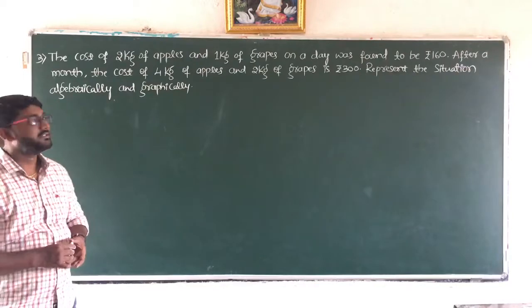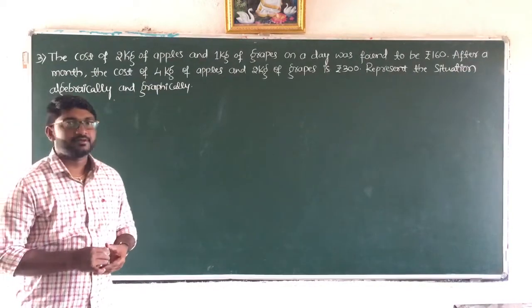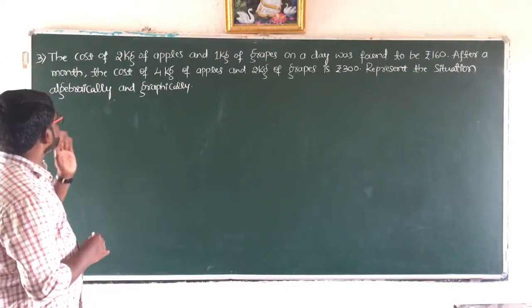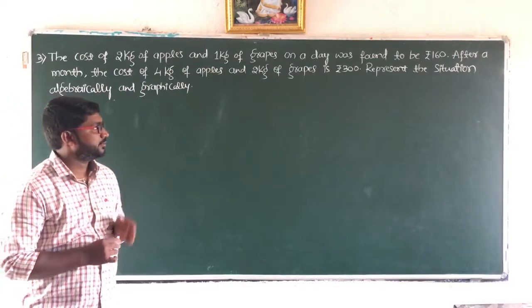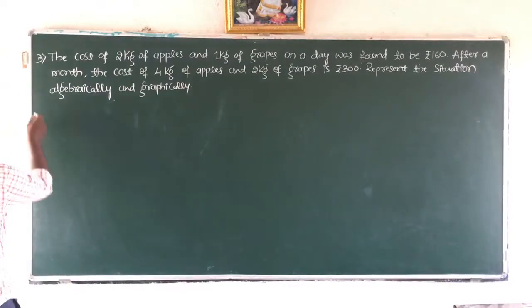Well, the third question: the cost of 2 kg of apples and 1 kg of grapes on a day was found to be 160 rupees. After a month, the cost of 4 kg of apples and 2 kg of grapes is 300 rupees. Represent the situation algebraically and graphically. So see here.